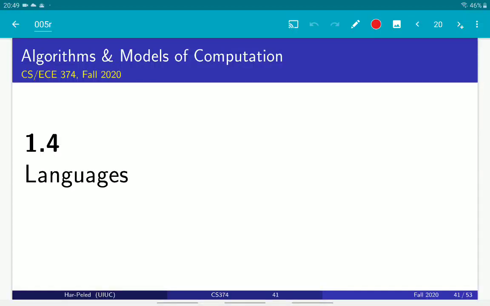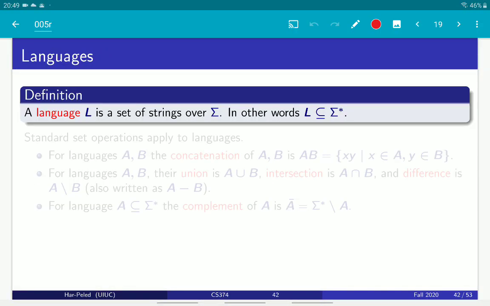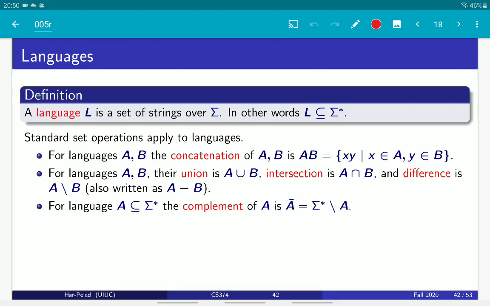Okay, let's talk about languages. So to remind you, a language is just a set of strings. Namely, we have an alphabet sigma, and L is a subset of sigma star. And we are interested, most of the course, at least the automata part of the course, will be spent discussing languages and their type and so on.